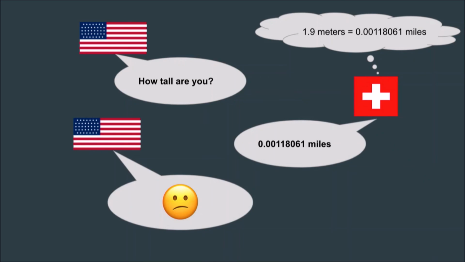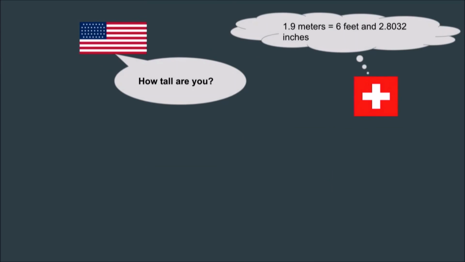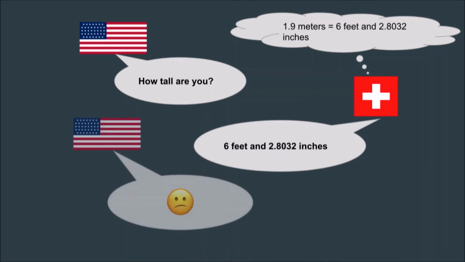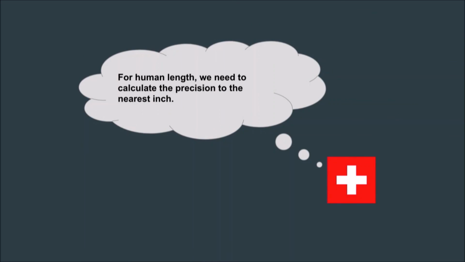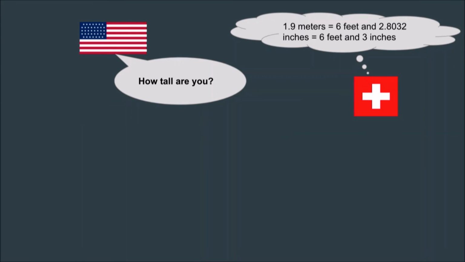Okay. So here we go. So now he understands, okay, the people in the US use miles and feet for roads, and feet and inches for human length. So now, how tall are you? Okay, so he said 1.9 meters equals 6 feet and 2.8032 inches. So this is very accurate, but he's still confused. So the idea is now he realized that for human length, they calculate the precision to the nearest inch. So now, how tall are you? 1.9 meters equals 6 feet and 2.8032 inches, and that will equal 6 feet and 3 inches.